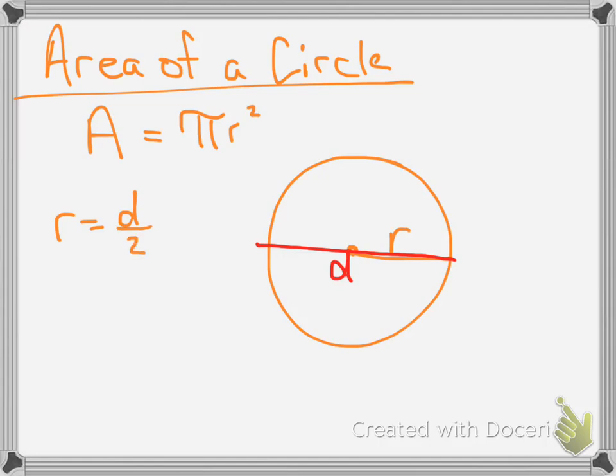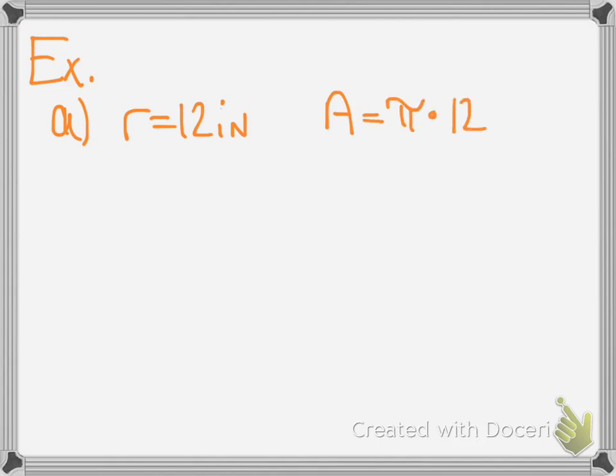So let's look at some examples, shall we? Alright, so here I'm going to give you two examples. I'm going to give you one with a radius of 12 inches, and we would say area is equal to pi times 12 squared. You type that in the calculator, and you get approximately 452.39 inches squared.